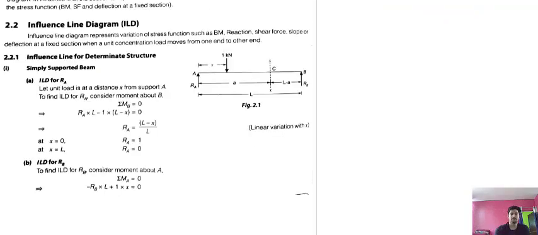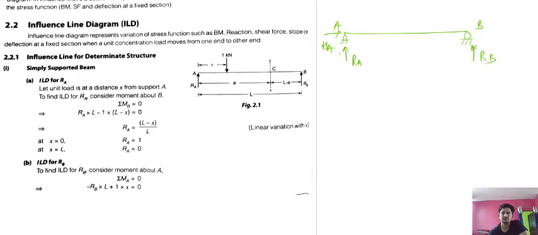Now when you want to make an influence line diagram for any structure, what are the steps involved, I will be discussing them. When you are making the influence line diagram for the simply supported beam, take a simply supported beam here, this is point A, this is point B. For the influence line diagram of the reaction, there will be two reactions, one is Ra, and here it will be Rb.